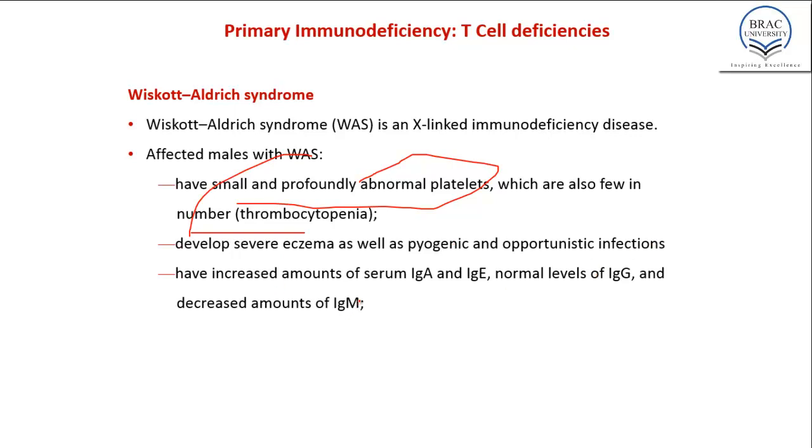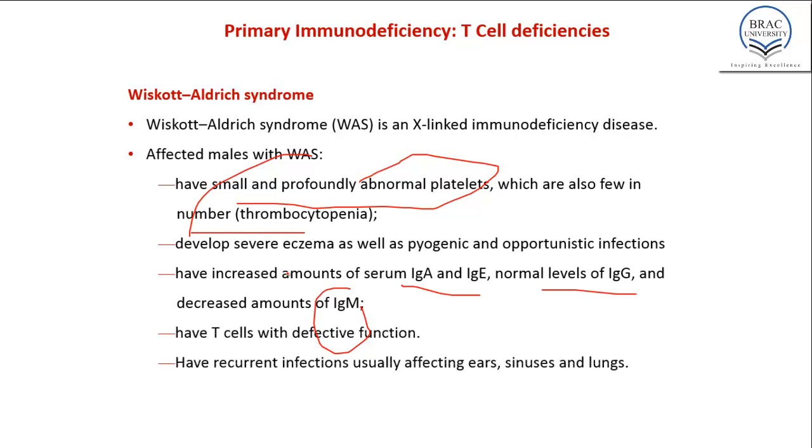They have increased serum immunoglobulin E and immunoglobulin A, normal levels of immunoglobulin G, and decreased immunoglobulin M. So patients with WAS have increased levels of immunoglobulin A and E, normal levels of immunoglobulin G, but decreased levels of immunoglobulin M. Patients with WAS also have T cells with defective functions. They have recurrent infections, usually affecting the ear, sinus, and lungs.